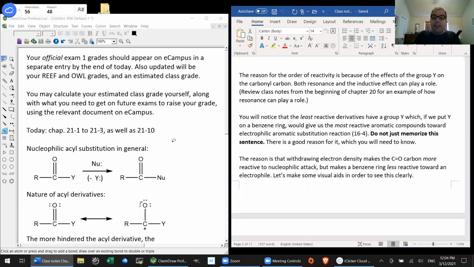Today we're going to begin chapter 21, and with that we're going to continue on in our discussion of carbonyl chemistry, which is super important since it occurs everywhere, including in biological systems, and also the chemistry of carbonyl groups is used all the time in industry, making materials, making pharmaceuticals, and on and on and on.